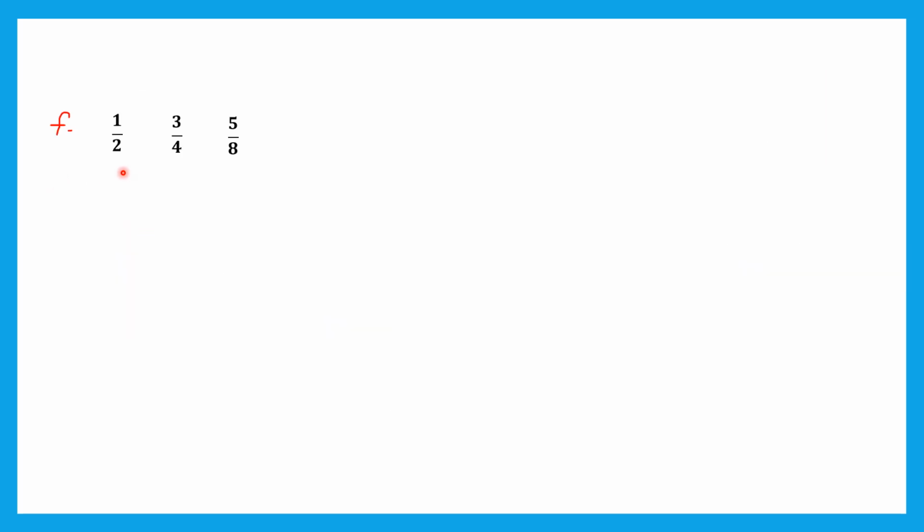Question F. 1 by 2, 3 by 4, 5 by 8. Denominators are all different. That means we have to change them to like fractions by finding the LCM of the denominators. So first let's write down the fraction. 1 by 2 is the first one. 3 by 4 and 5 by 8. Now let's find the LCM of the denominators 2, 4 and 8.